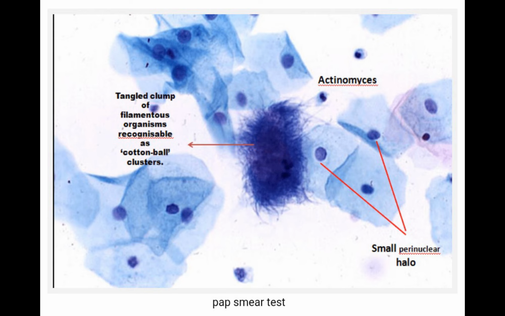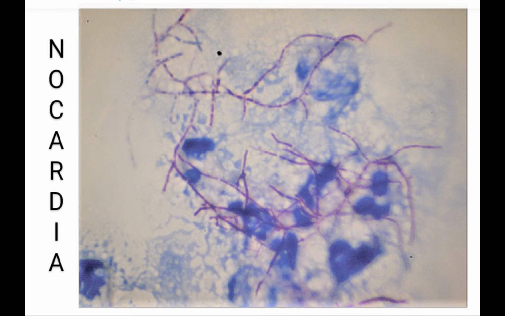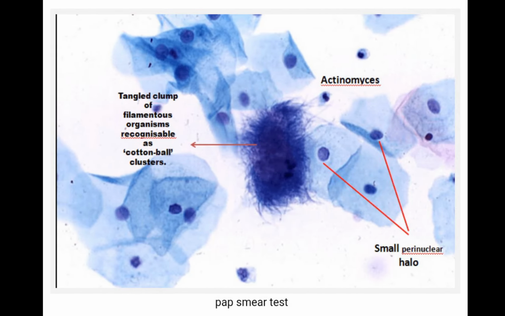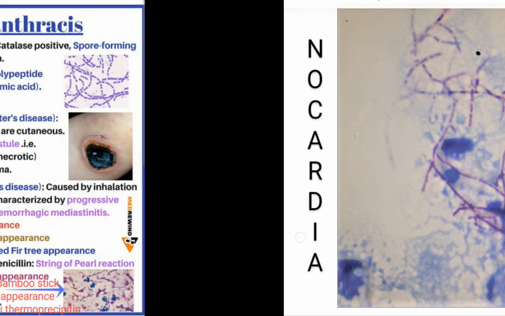So this is basically an image of actinomyces. In the actinomyces, we have tangled clumps of filamentous organisms recognizable as cotton ball clusters, and small perinuclear halos will be found. These are gram positive, anaerobic, and non-acid fast. Then we have an image of nocardia. Nocardia is gram positive, weakly acid fast, and aerobic. So this filamentous one without the clumps will be nocardia.